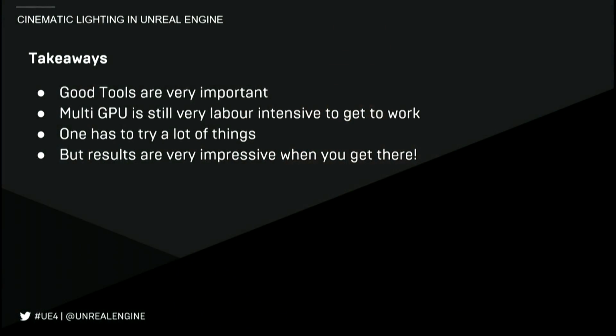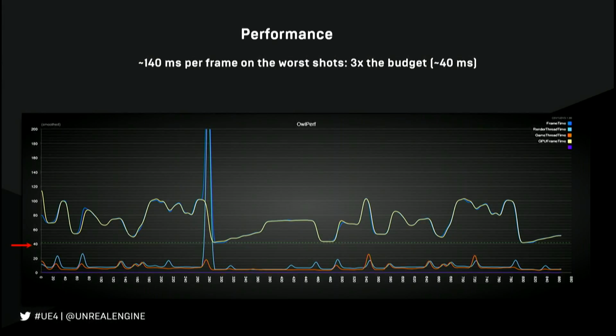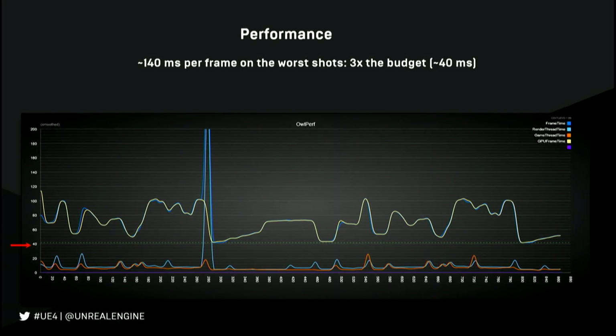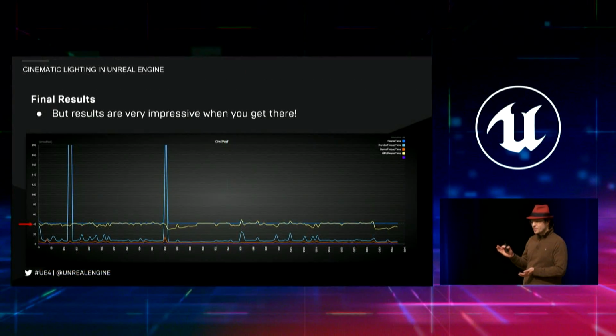So what are the takeaways? Good tools are very, very important. And as of now, multi-GPU is still a little bit labor-intensive to get to work right. One has to try a lot of things and experiment with what works in your scenes and what doesn't. But when you finally see the results, they are really, really impressive. Let's have a look at the performance again. So this is how we started on a single device, 140 milliseconds. And after throwing more GPUs at it, we were within budget with a few minor drops.